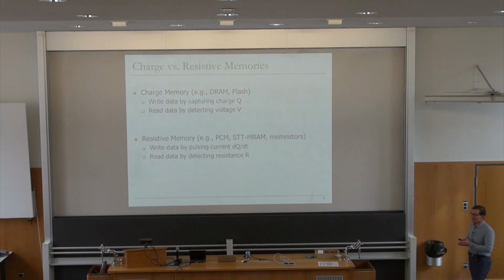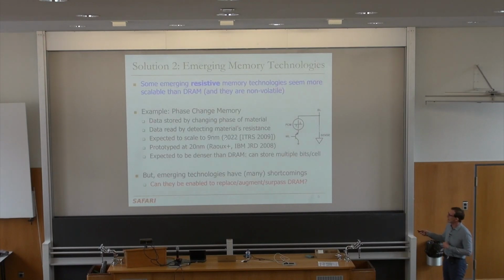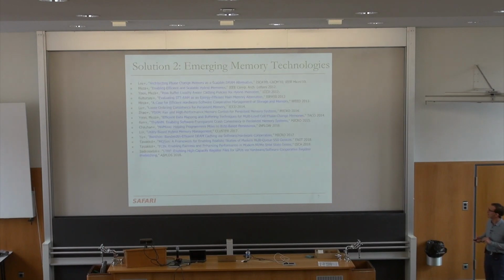Okay, so basically this is the fundamental difference between the technologies that we've discussed so far, DRAM at least, and what we're going to discuss today. So DRAM and flash, they're charge-based memories. You basically write data by capturing some charge into a charge storage unit, and you read data by detecting the voltage. In resistive memories, you basically write data by pulsing current into a device, and then you read data by detecting the resistance. And there are multiple ways of doing it. I'm not going to go into the read devices. But if you're interested, I would definitely recommend this IBM Journal of Research and Development paper.